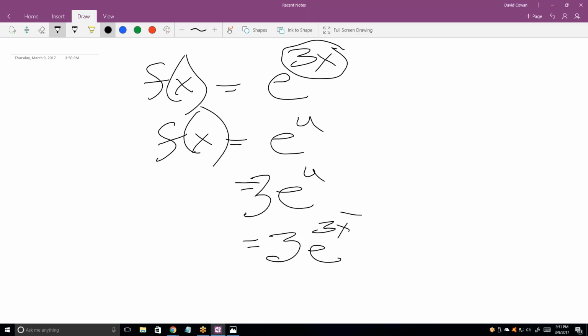In other words, here's the derivative of the outside, and here's the derivative of the inside. So the quick and easy way to do chain rule is the derivative of the outside times the derivative of the inside. You just have to make sure you can figure out what the inside is, and it's not always easy.